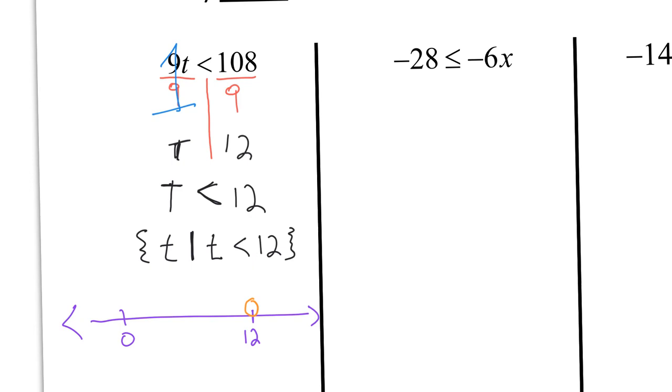And look at the inequality. It is pointing to the variable. So I need my arrow to go to the left. So that is your graph. Okay, we have set notation and we have the graph.